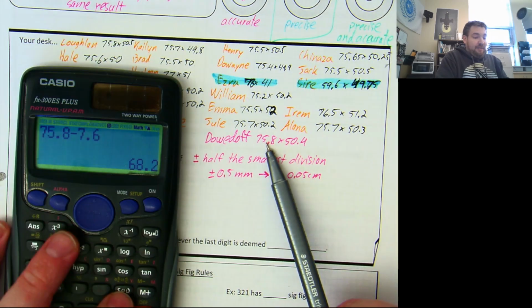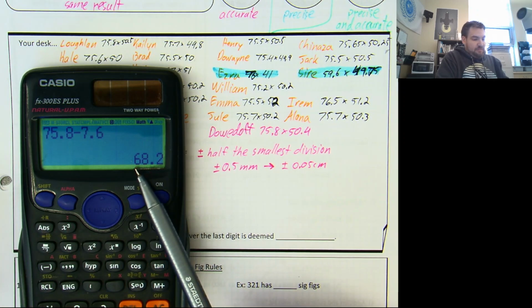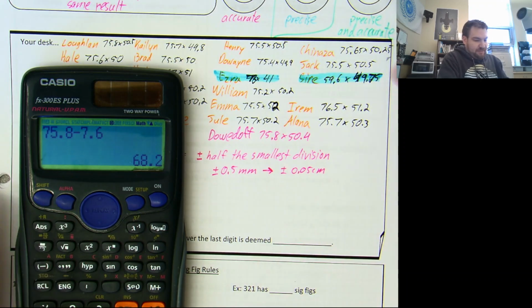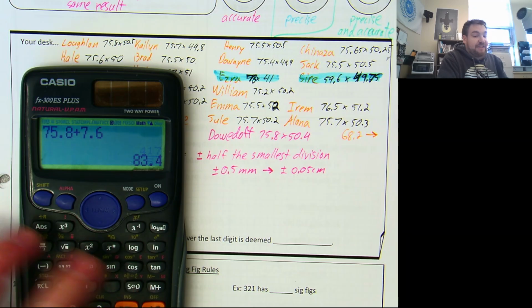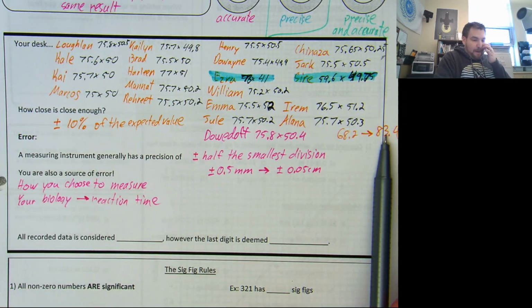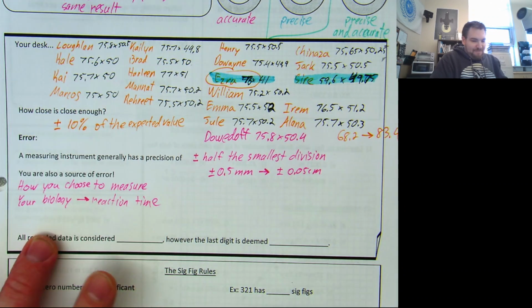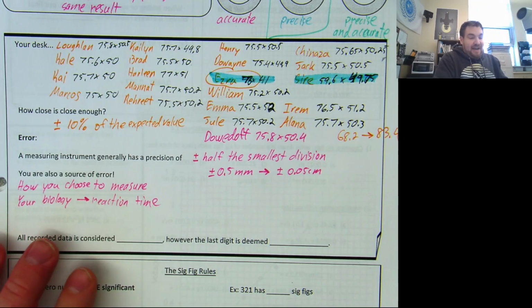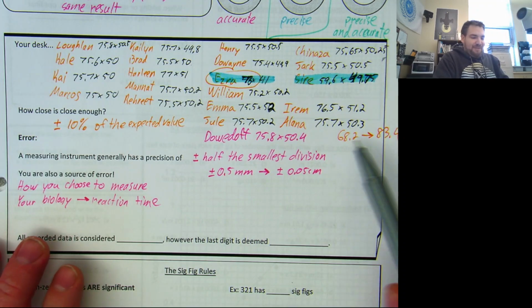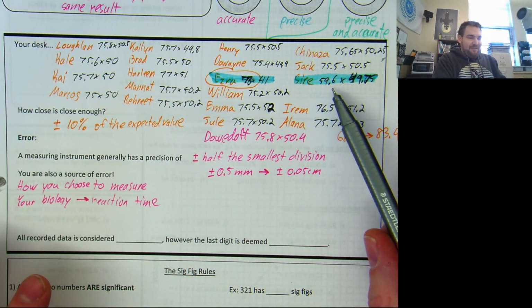So on the low end, 68.2. On the high end, 75.8 plus 7.6, that's 83.4. Any length measurement between here and here is still technically acceptable. So Ezra, you're good. That's 73, we like that. Sire, unfortunately, you're out of plus or minus 10%. But again, whoever got the short one was to be expected.